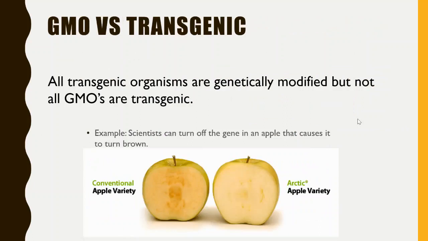I want to talk quickly about the difference between GMO and transgenic. GMO is probably the term you have heard, genetically modified organism. So all transgenic organisms are GMOs, but not all GMOs are transgenic. You can take something like this apple and turn off the gene that makes it brown, and now you have an apple that won't brown as quick. We didn't add anything different, we just turned something off. So that's an example of a GMO that is not transgenic.